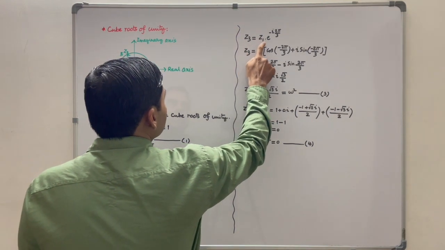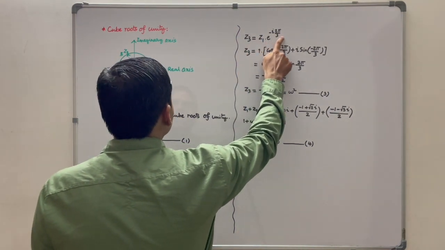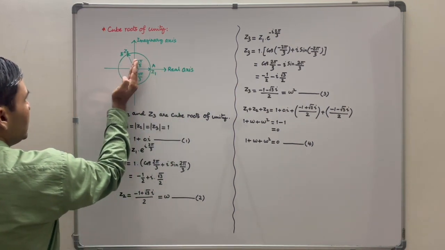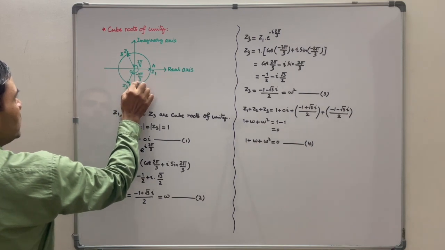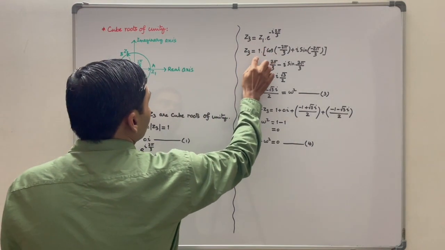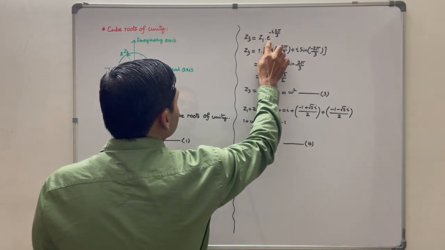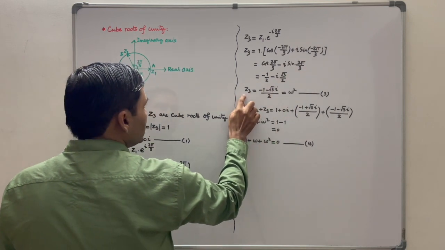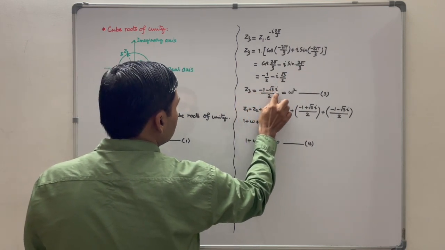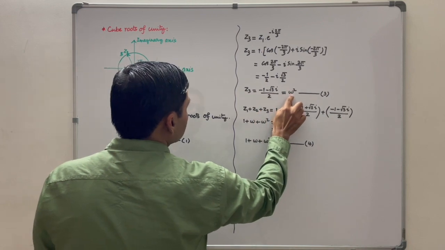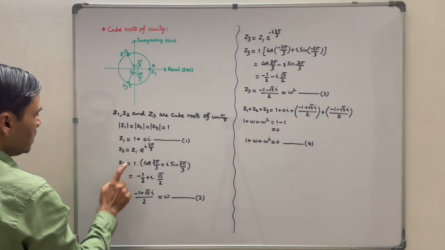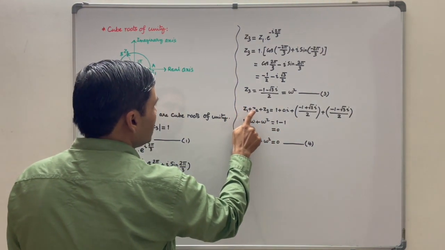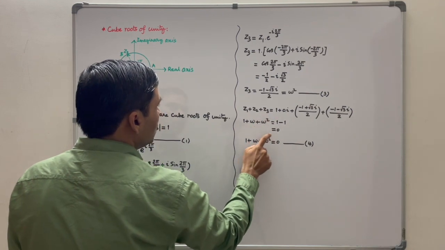z3 is equal to z1 into e to power minus i 2 pi by 3. We get vector OC by rotating vector OA by angle 2 pi by 3 clockwise. Clockwise is supposed to be negative. z1 is equal to 1 and e to power minus i theta is equal to cos theta minus i sin theta. So z3 is equal to minus 1 minus root 3 i by 2. This is called omega square. If we add z1, z2 and z3, we get 0. Or we can say 1 plus omega plus omega square is equal to 0.